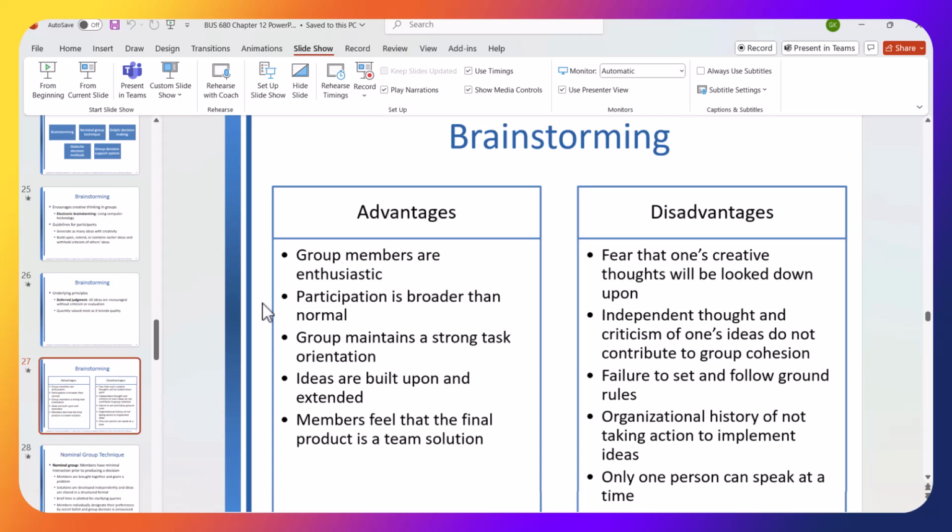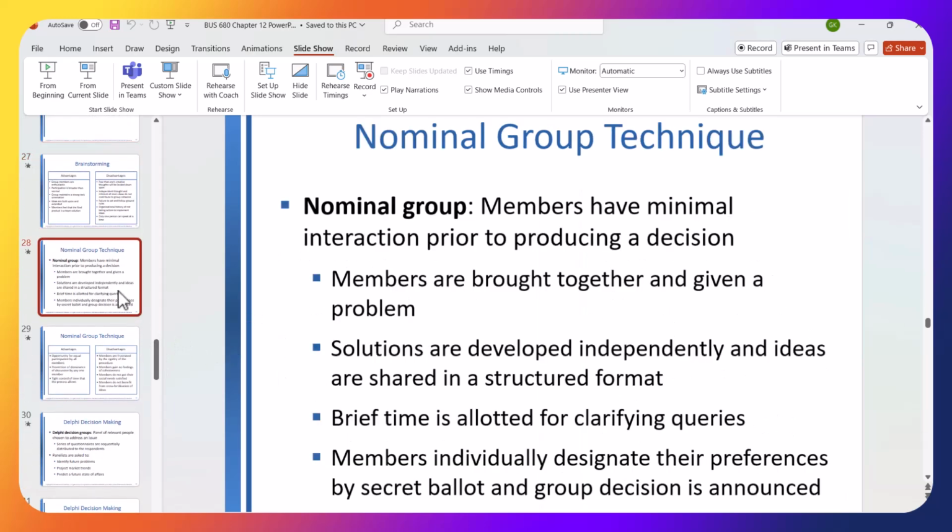Disadvantages: fear that one's creative thoughts will be looked down upon, independent thought and criticism of one's ideas may not contribute to group cohesion, failure to set and follow ground rules, an organizational history of not taking action to implement ideas, and only one person can speak at one time. So you do have rules that you should follow. But first of all, you have to feel like you should be in the room, and feel like you add value. Don't be afraid to say things, follow the rules, and make sure that everybody gets a chance to speak and we're not stepping on each other.